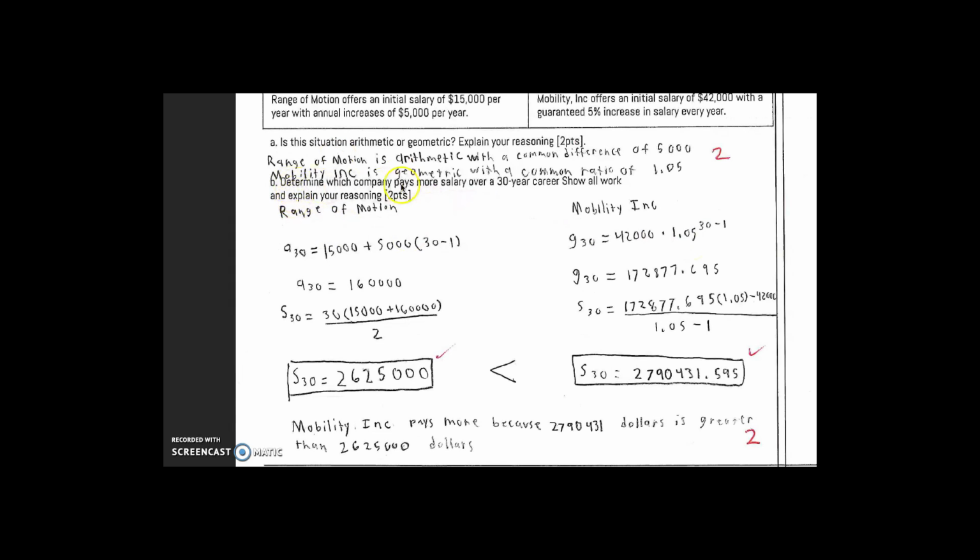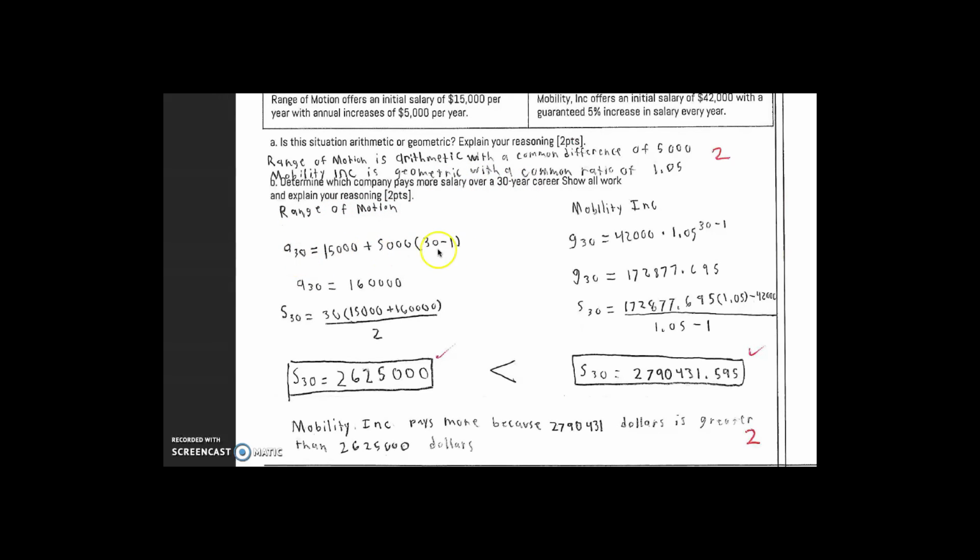This one says, determine which company pays more salary over a 30-year career. Show all your work and explain your reasoning. What I was hoping to see here is not the 30th year, 30 years from now. It doesn't tell you, but in real life, this is a total of 30 years. The student wrote Range of Motion.